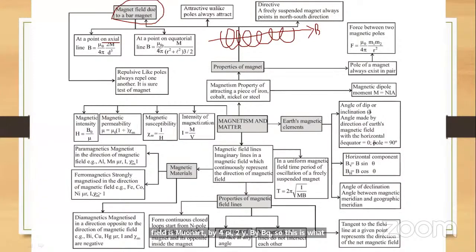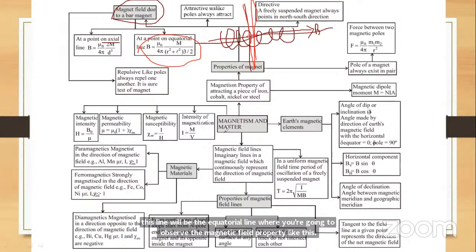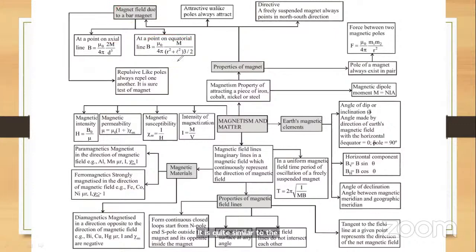When you consider the equatorial line: axial line is this, and the equatorial line is the perpendicular drawn to the axial line. If I consider this perpendicular line, this will be the equatorial line where you are going to observe the magnetic field property like this. It is quite similar to the electric dipole moment. Similarly, we can understand this one.